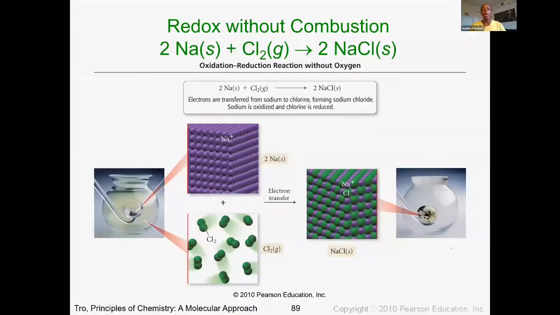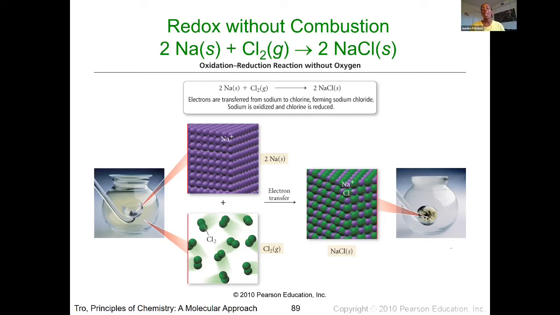We can also have this reduction and oxidation process occur without oxygen being present. For example, if we have sodium, a solid material, and chlorine gas reacting with one another, these combine to form sodium chloride. We're losing electrons and gaining electrons to create this ionic material. During this process, electrons are transferred from sodium to chlorine to create sodium chloride.